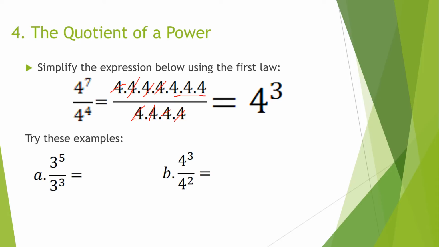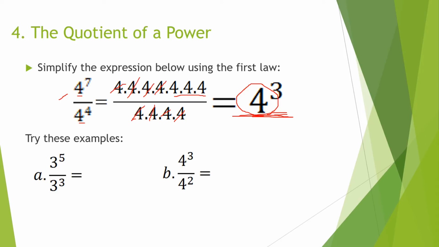Let us observe our first example. In this example, we can just copy our base. Again, just like in our previous rule, the base should be the same. They have the same base, which is 4. And then what did we do to our exponents? We subtracted them. So 7 minus 4 is equal to 3. That's why the final answer is 4 cubed.